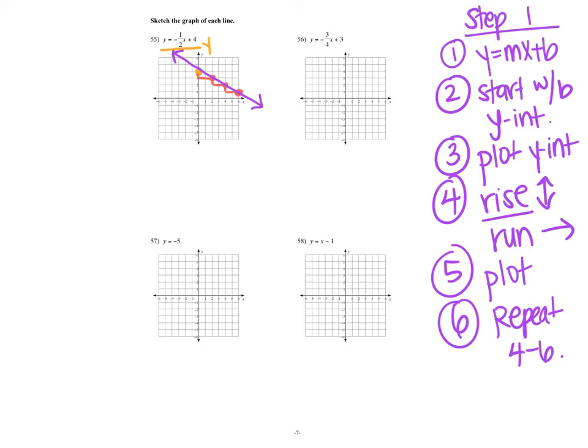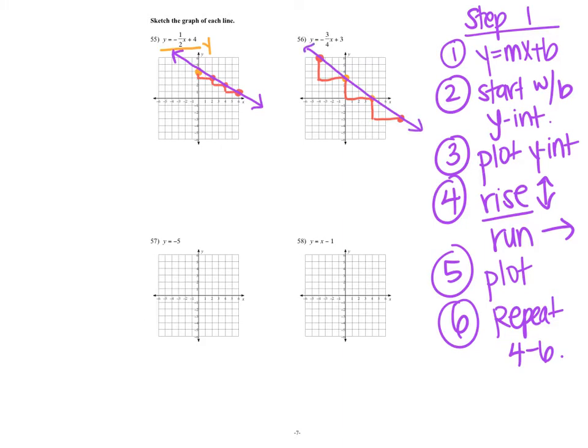So 1, 2, 3. And then it is negative, so I'm going to go down 3 to the right 4. And I don't have enough room to go again. But since there's a pattern, I would go down 3 and over 4. So it'd go somewhere here. Let's go the other way. So I'm going to go over 4 and up 3. So now I have 4 points in this case, and I could draw my line.